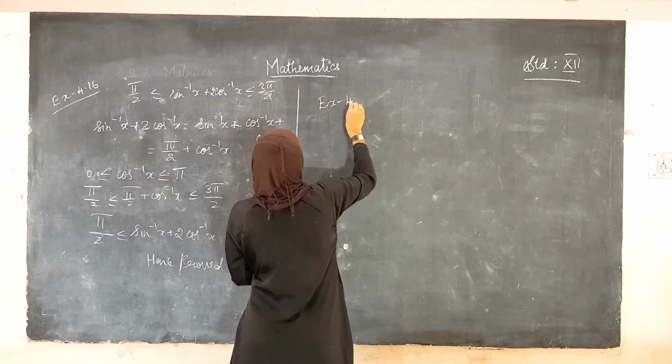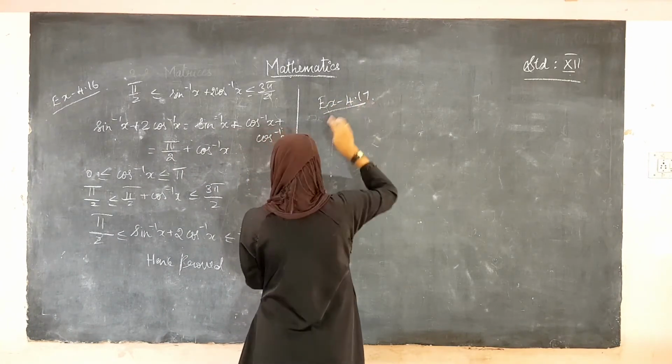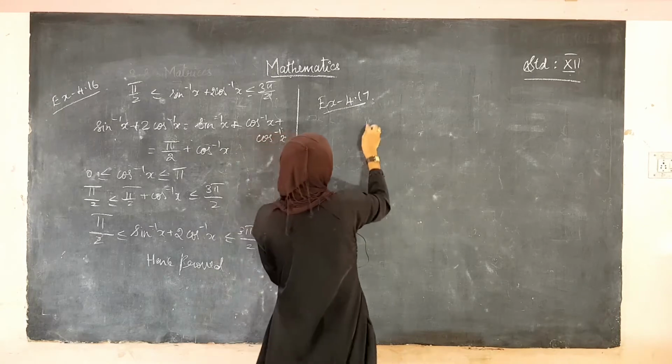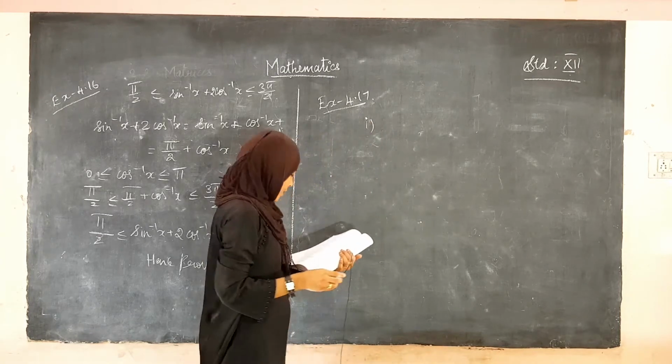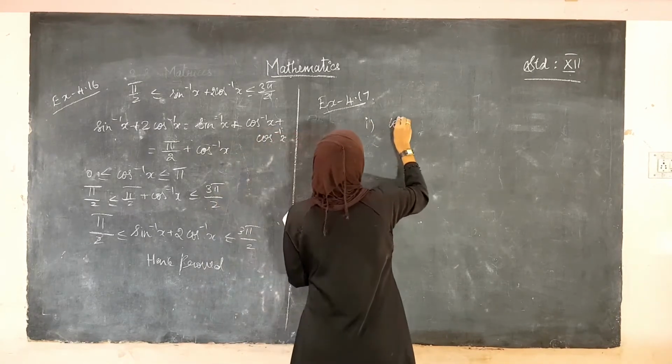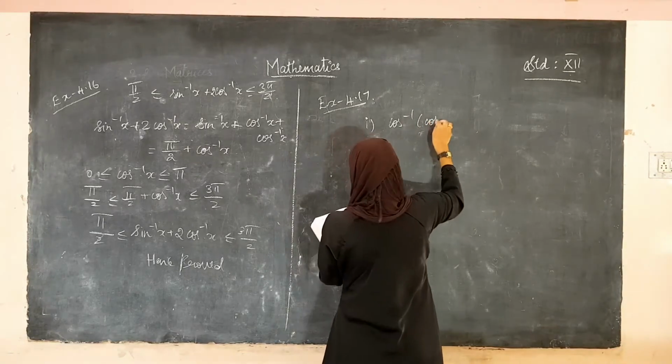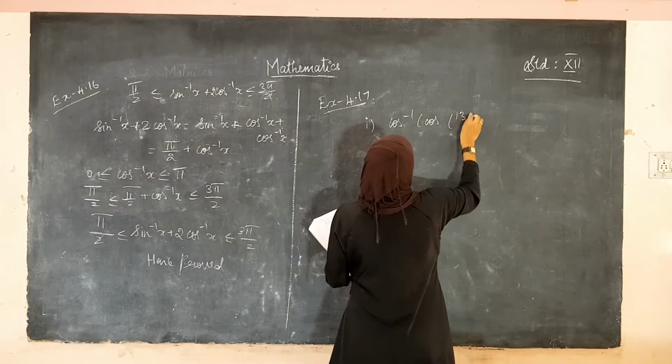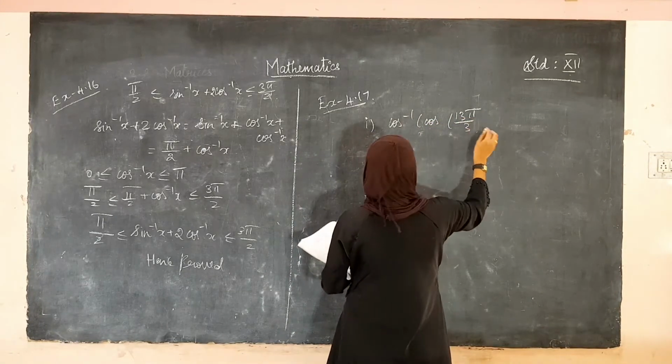Example number 4.17. What's the question? They have given 3 subdivisions, and we have to simplify them. So, cos inverse of cos of 13 pi divided by 3.